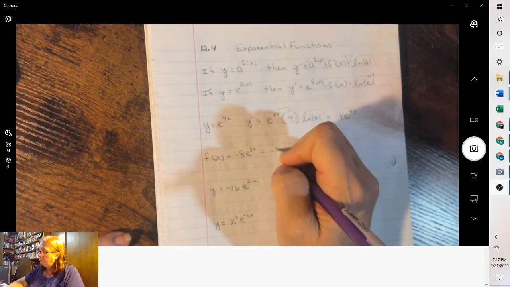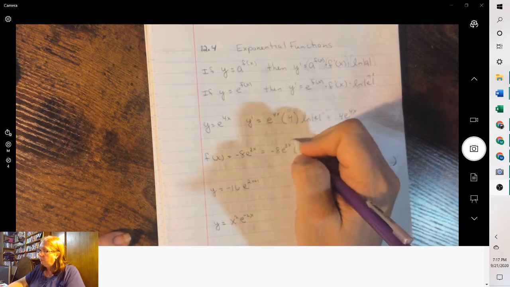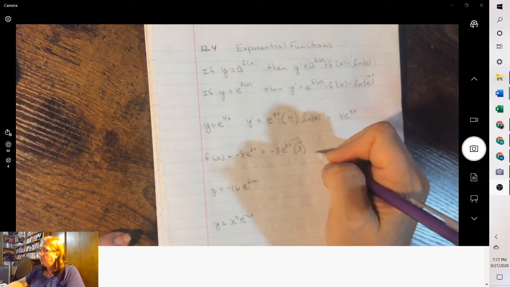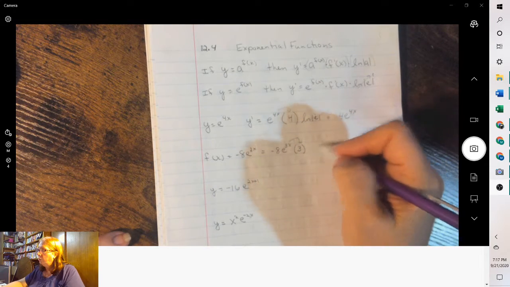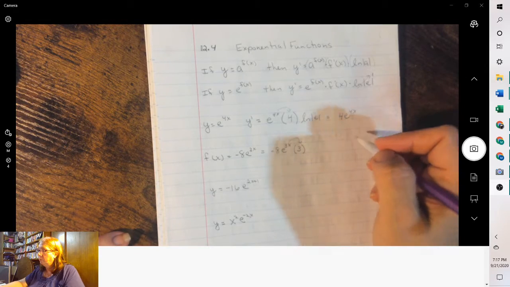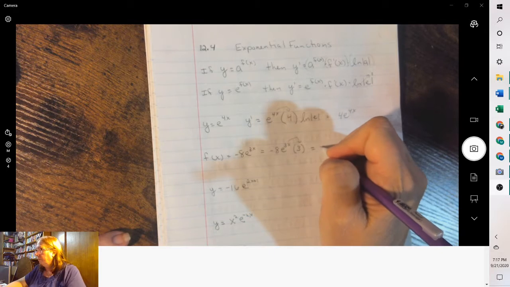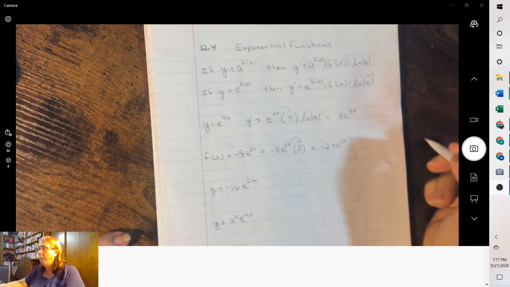Original function times the derivative of the exponent times the natural log of e, but the natural log of e is just 1, so we don't have to show it. If you wanted 3 times 8, negative 24e to the 3x.